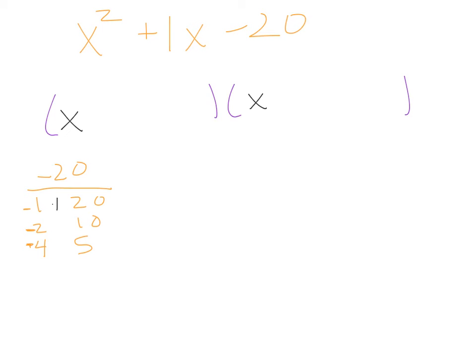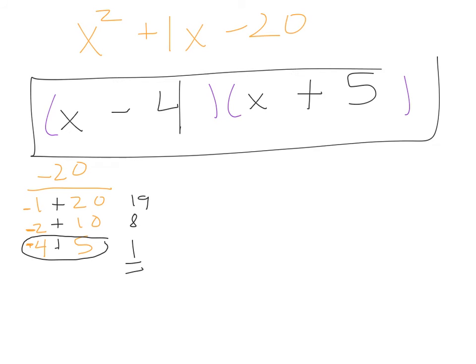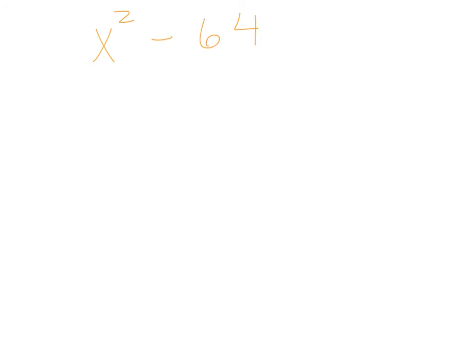So if I were to add these together, this would give me a 19, this one gives me 8, and this gives me 1. So these are the two factors that work. They multiply to get negative 20, but add together to get that 1. Again, that 1's in the middle. So one parenthesis should have a minus 4, the other one should have a plus 5. And that's my answer.